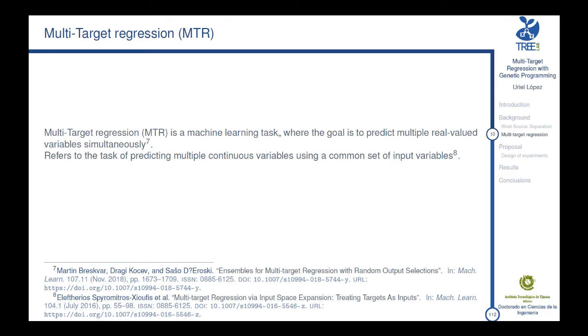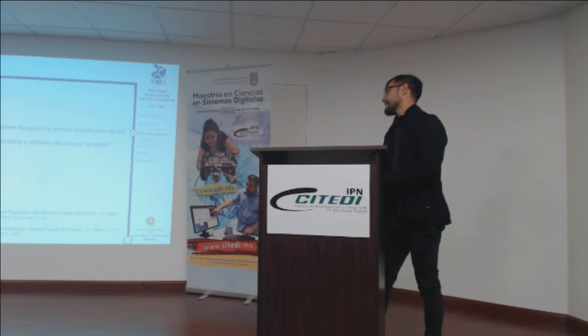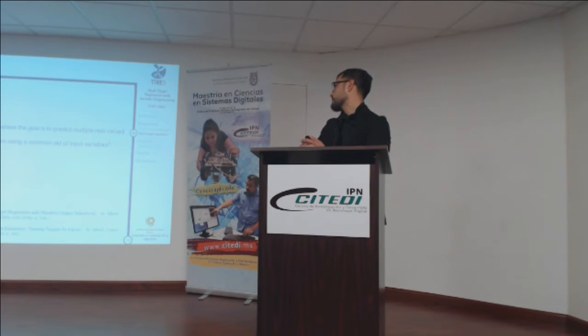Okay, so the formal definition we're taking from the literature: multi-target regression is the task of predicting multiple continuous variables simultaneously using a common set of input variables.